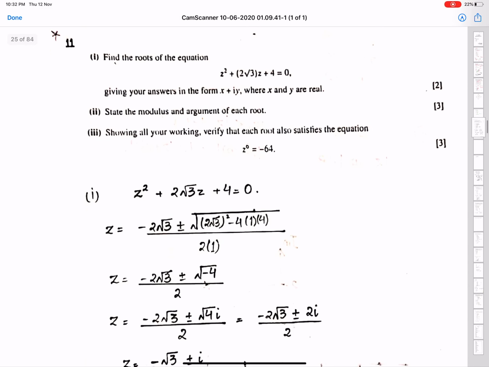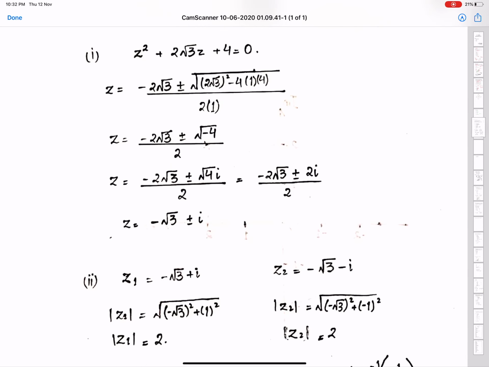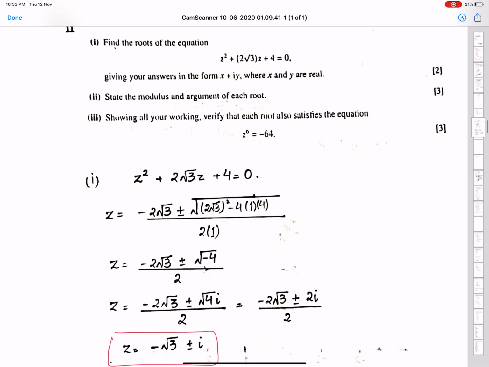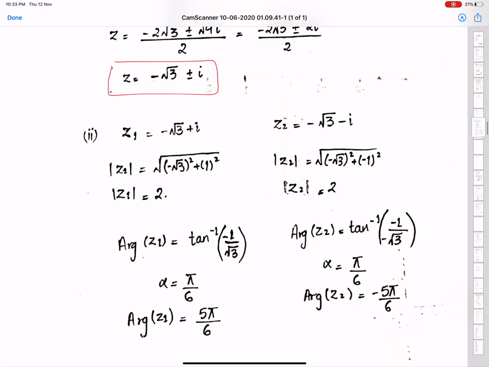Question number 11: find the roots of the equation z squared plus 2 root 3 z plus 4, giving your answer in the form. This is very simple. It is a quadratic equation, so you should use the quadratic formula, and you will get these two answers. Second part, state the modulus and argument of each root. Again, a very simple thing.